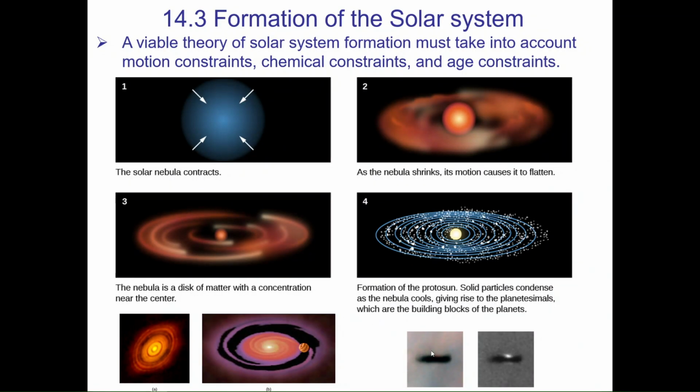In terms of the chemical constraint, we now know that Jupiter and Saturn have approximately the same chemical composition as the star, dominated by hydrogen and helium.